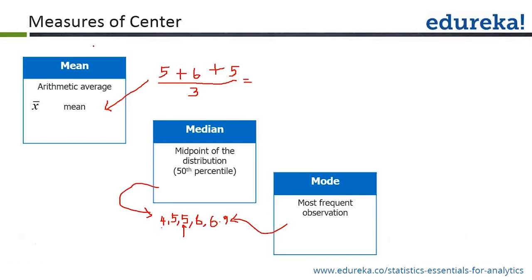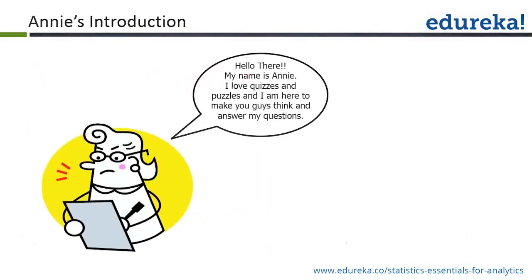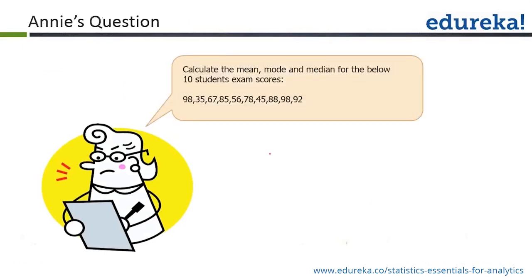Now let us try to emphasize these concepts using a small quiz. If you are used to Edureka, then you will know about Annie. She will be asking some quiz questions once in a while. So let's take this quiz. If you guys know how to do this, then that is fine. For this problem, Annie is asking us to find the mean, mode and median for the below 10 student exam scores. Assume these are scores obtained by students in an exam.